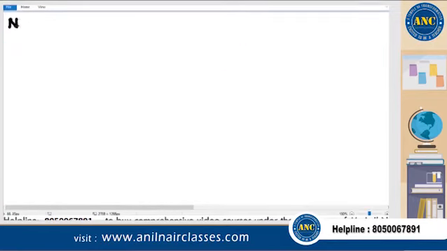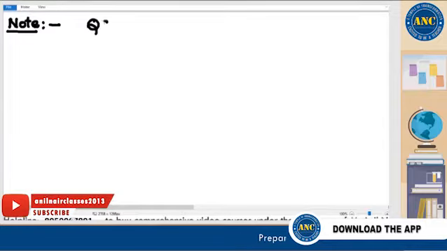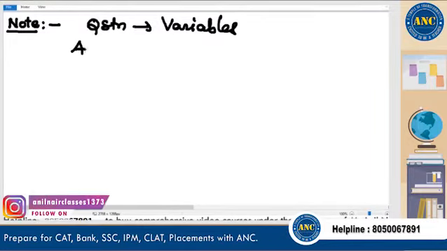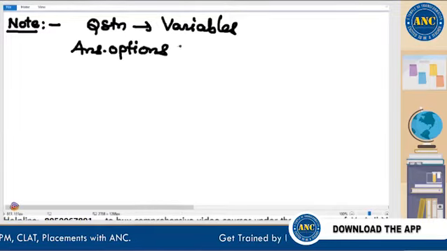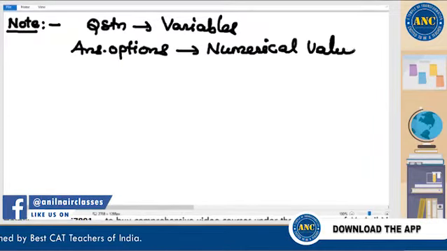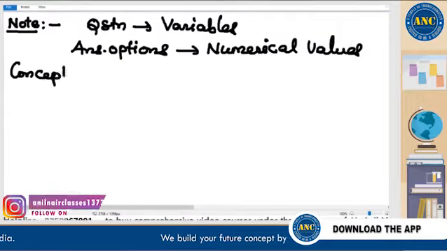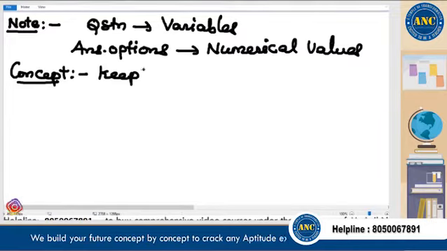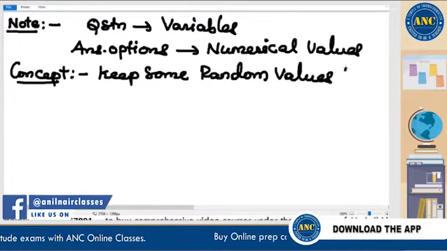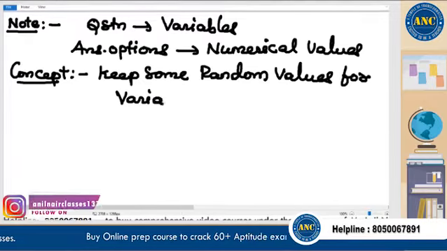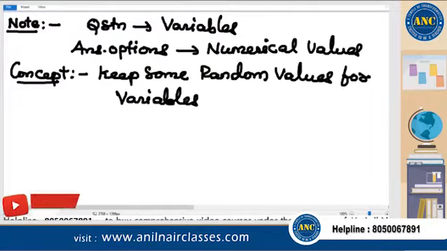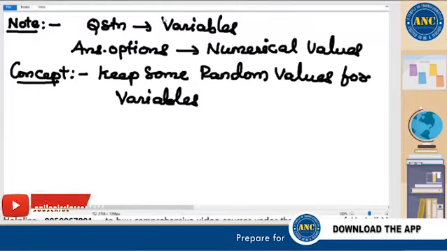Before solving the question, we discussed a note. If the question contains variables and the answer options contain numerical values, what is the concept we discussed? Keep some random values for variables. This is the concept that we discussed. By using this concept, you can get the answer very fast. If the question contains variables and the answer contains numerical values, keep some random values for the variables.